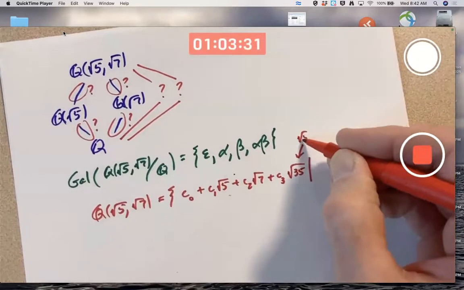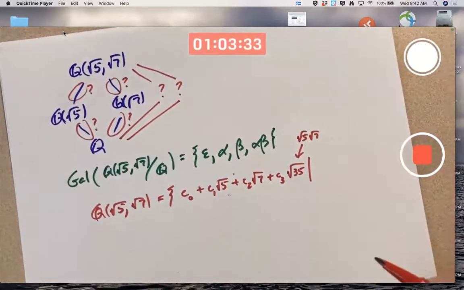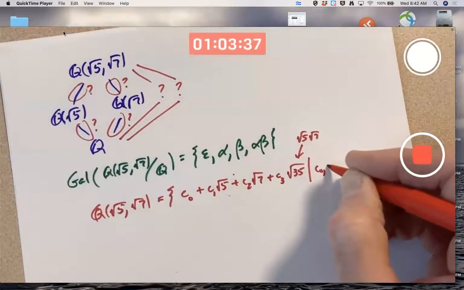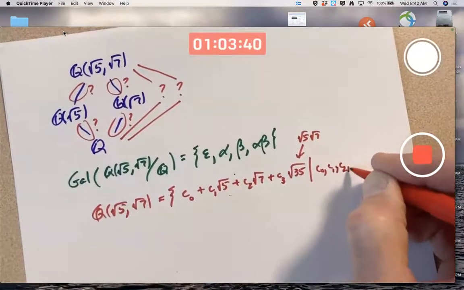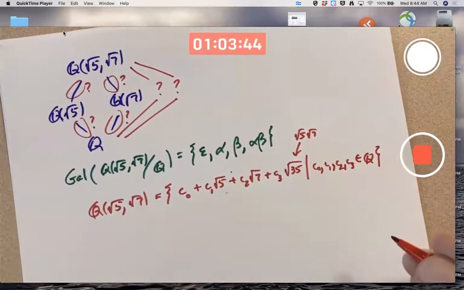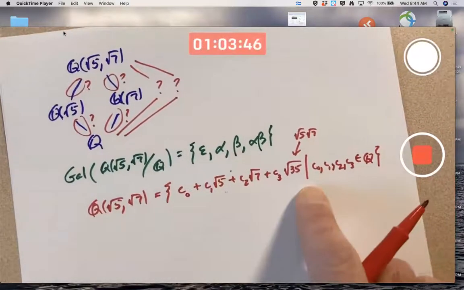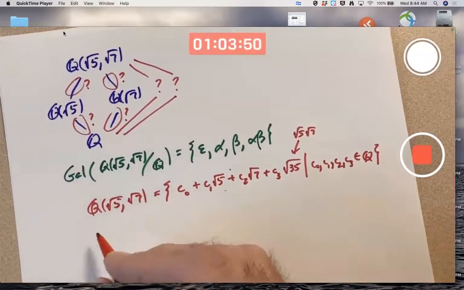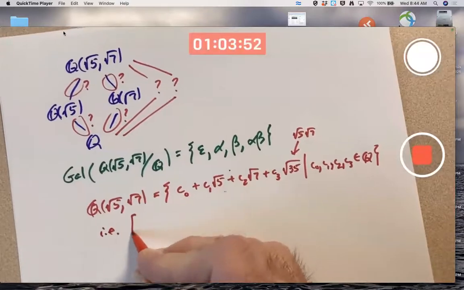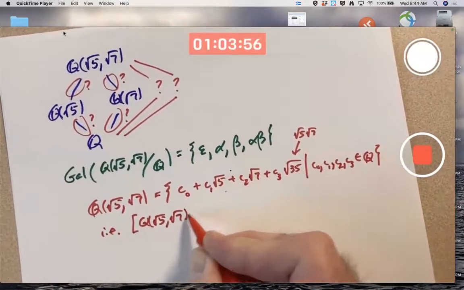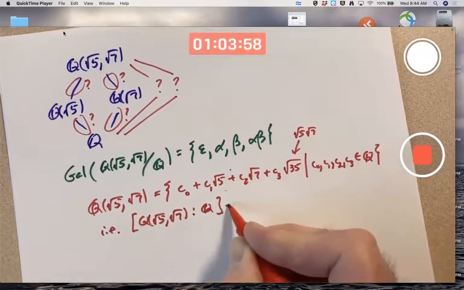Root 5 times root 7 is going to be root 35, where all these coefficients, C0, C1, C2, and C3, are rational. You're trusting me on this, that this is true. That is, Q adjoin root 5 and root 7 is a 4-dimensional vector space over Q. This degree is 4.